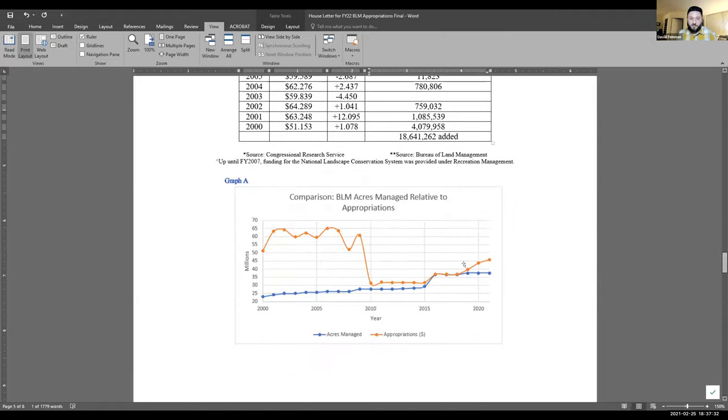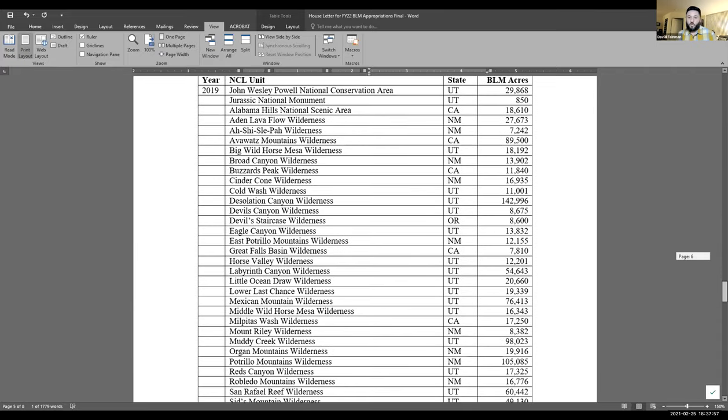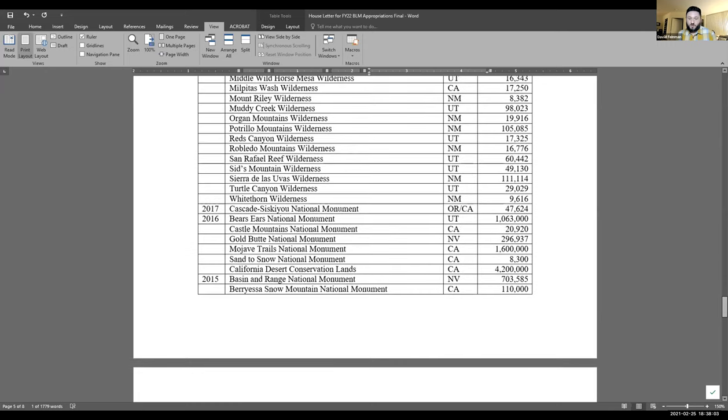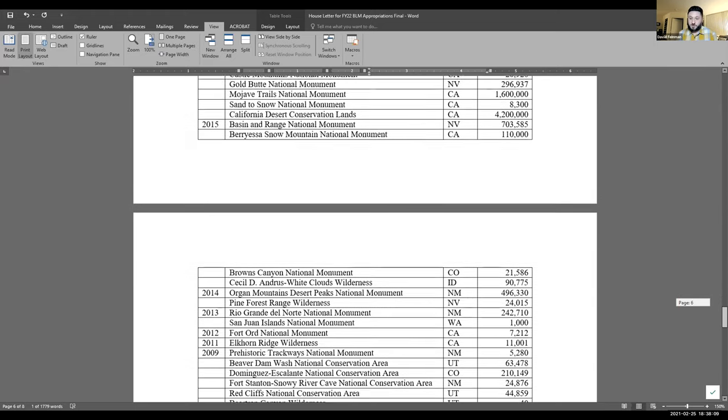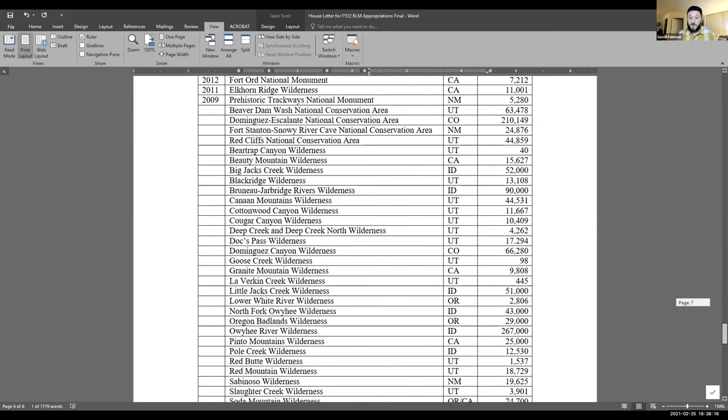To further illustrate that, I produced a graph that runs off of these numbers that shows the divergence of the blue line, the number of acres going up, especially here at that 7 million acre addition, and where the appropriations actually come down relative to that. Then, this is a list of 101 units of the national conservation lands added to the system, and the number of acres that BLM manages in each of these units since 2006, the peak of the appropriation. To further illustrate that these are all places that they're not spending enough money to manage.